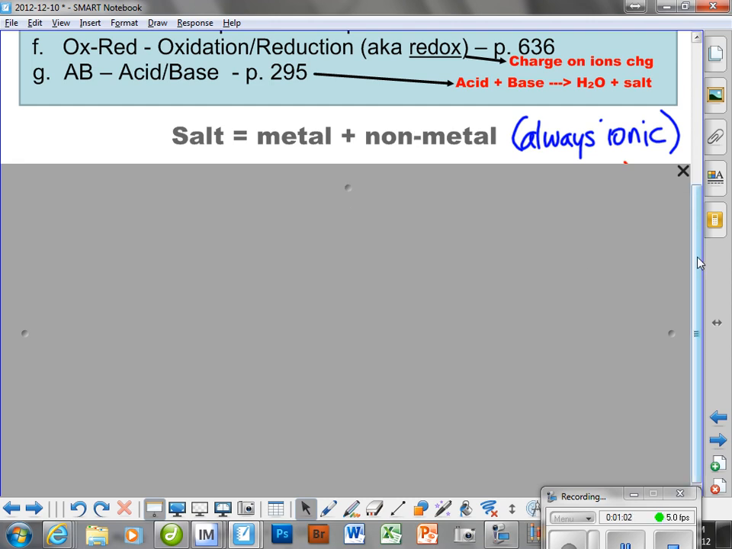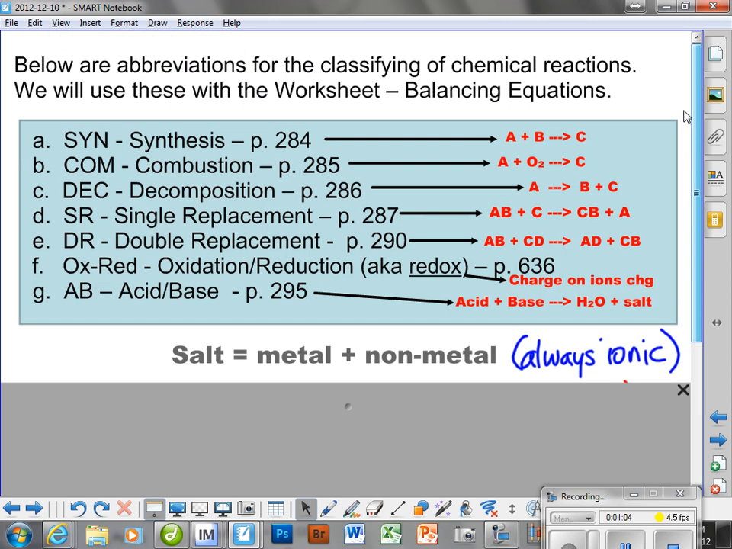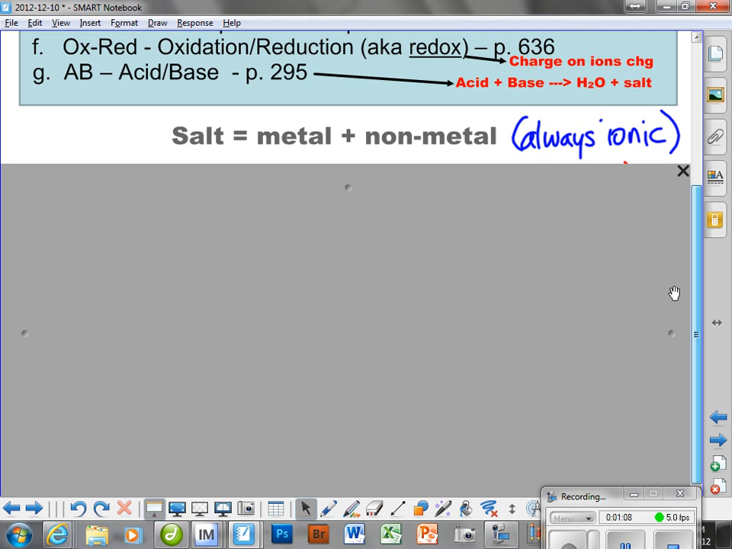And by the way, you should stop the recording and copy these down before you go any further. So, salt is a metal with a non-metal. And it is always ionic because that's the definition of ionic. An ionic bond is always formed between a metal and a non-metal. And I think we talked about that before, didn't we? Yeah, I think so.